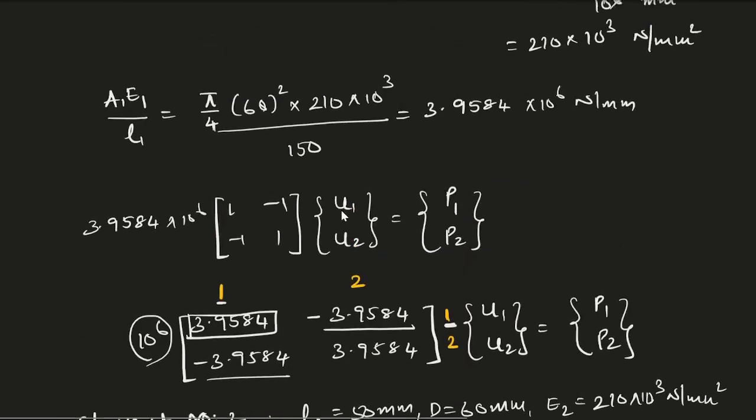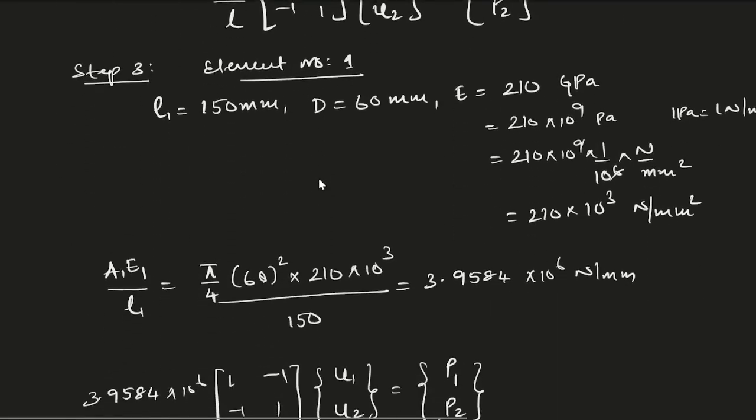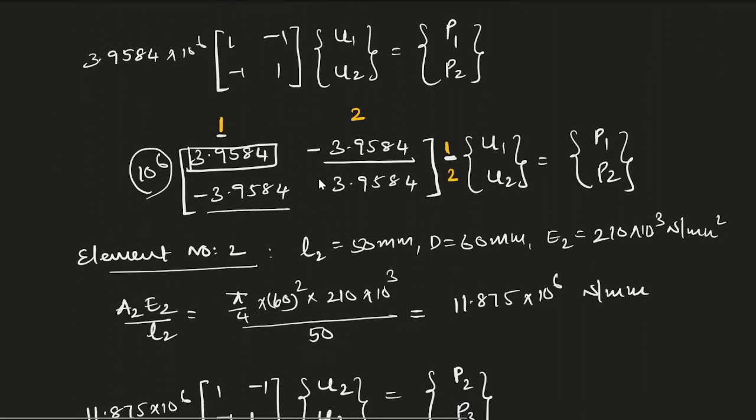Now second row, second column. If you see the table, we have 2 as a common node. The 2 is coming from element number 1, and again the 2 is coming from element number 2. So we have to add these values, since there is a common node in element 1 and element 2. Similarly, we have common node 3 and 3, and again we have to add these values. As of now we have 2 comma 2, which appears in element number 1 and element number 2.